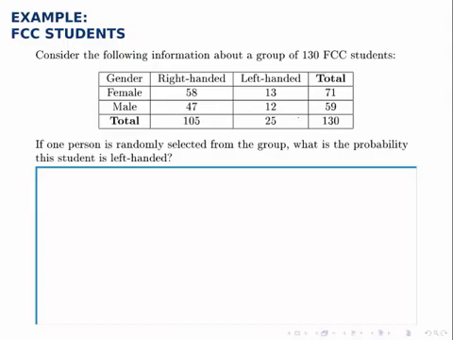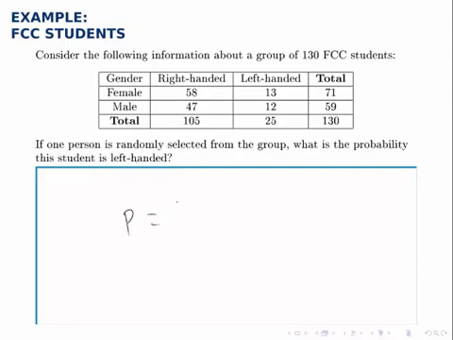Once you have these row and column totals, if you add together the two column totals, you get 130, and if you add together the two row totals, you also get 130. That's a nice check to make sure that you haven't added something incorrectly. Now we're asked, if we randomly select one person from this group, what is the probability that this student is left-handed? All we have to think about is the number of ways that we could select a left-handed student divided by the total number of ways that we could select any student.